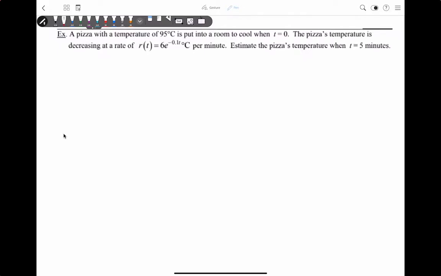So the pizza with temperature 95 degrees Celsius is put into a room to cool at t is equal to 0. So at starting time, my temperature is 95 degrees Celsius. So you can almost look at this like your initial value or your initial point, okay? Then it says the pizza's temperature is decreasing at a rate, here we go, this rate right here is an f prime of x graph.